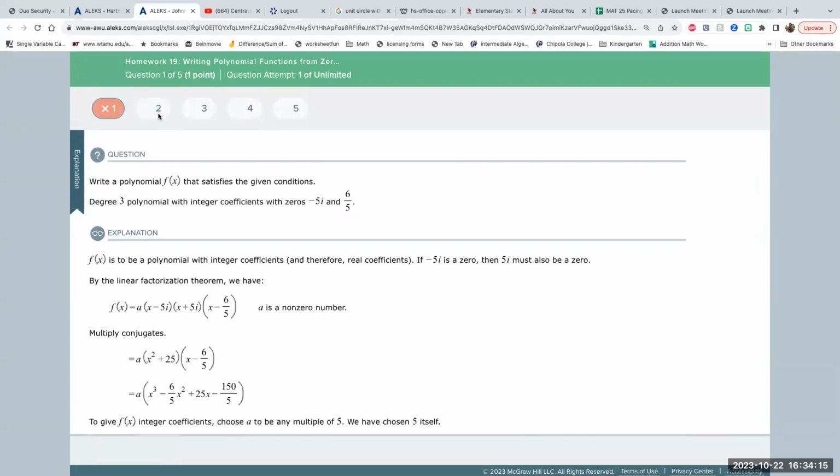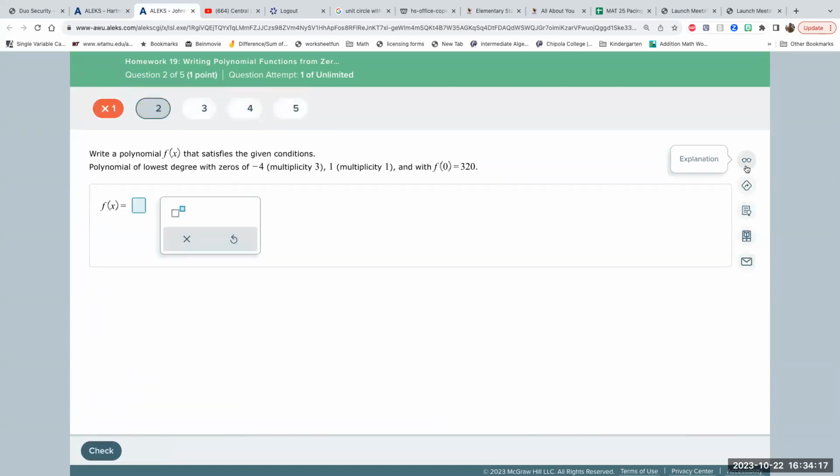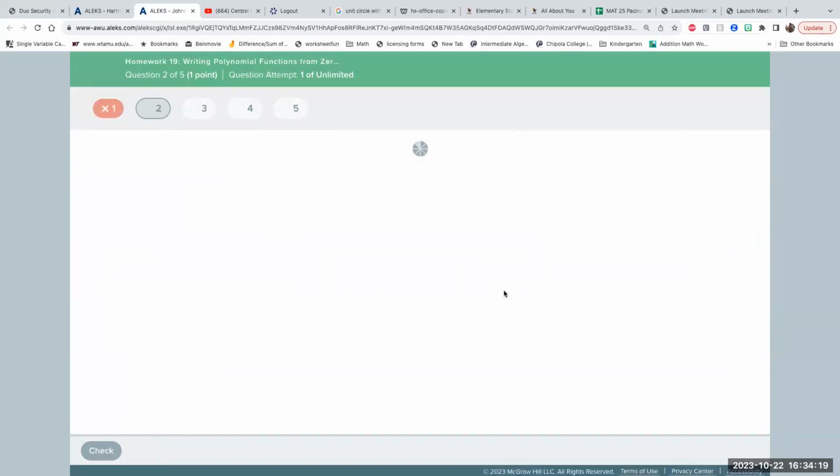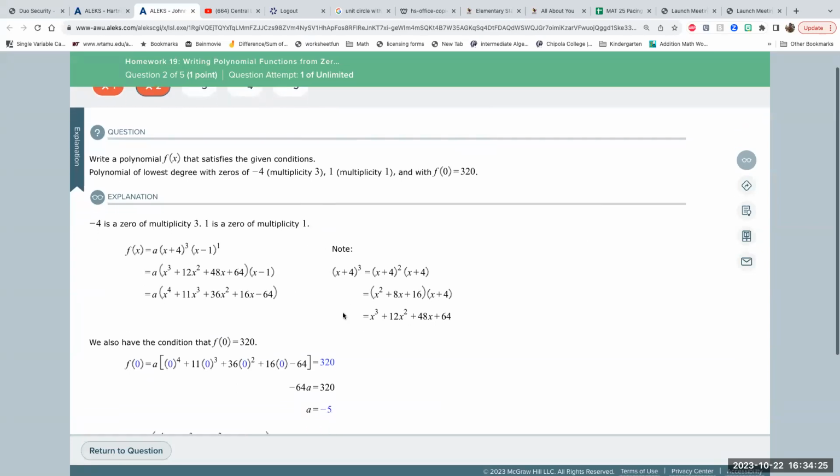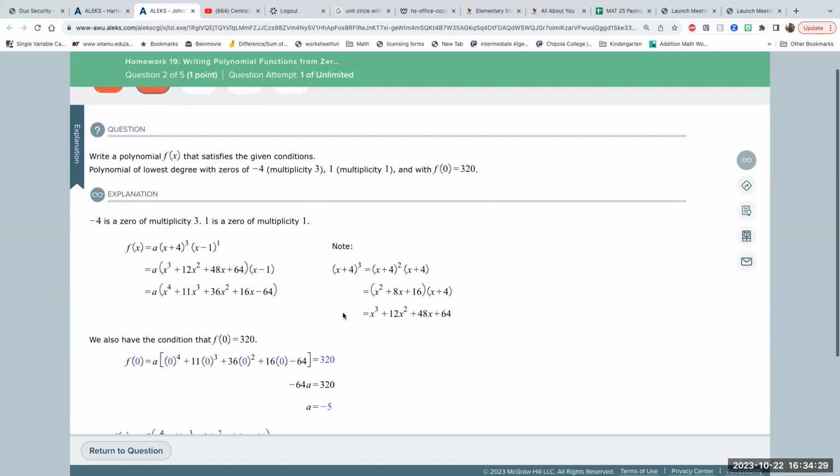Let's look at number 2 here. And again, if there's something that you want me to actually write out, just let me know. But I'm walking you through the explanation because I've been hearing that sometimes the explanation doesn't make too much sense. All right, so again, we want to write a polynomial with all these conditions.